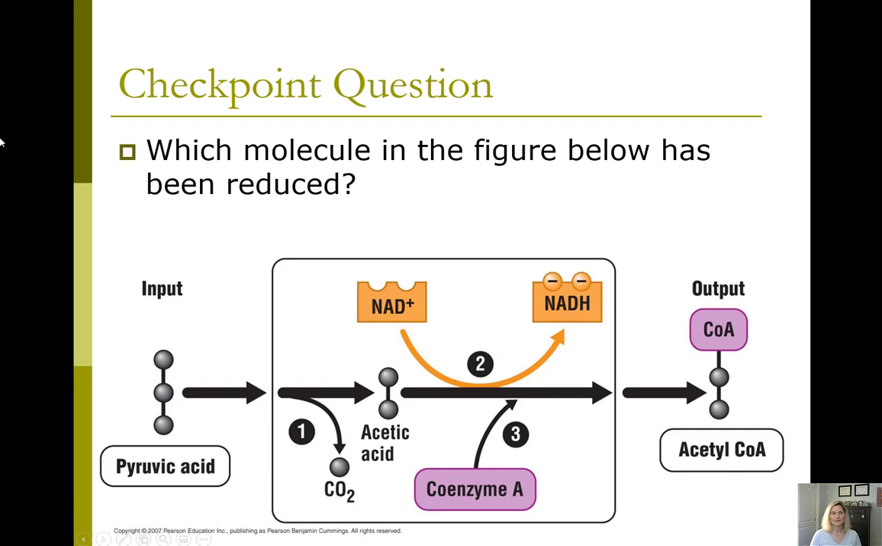All right, so here's a question for you. Which molecule in the figure below has been reduced? What's that term reduced mean? Oil rig. So which one has gained electrons? The NAD plus has gained electrons to form NADH. So that means that NAD plus was reduced. Remember that weird thing where you're gaining electrons, but you're being reduced, okay? So just remember the vocabulary there. So NAD plus is reduced to NADH because it's gaining the electrons. Okay, pyruvic acid is being oxidized because it's losing the electrons.